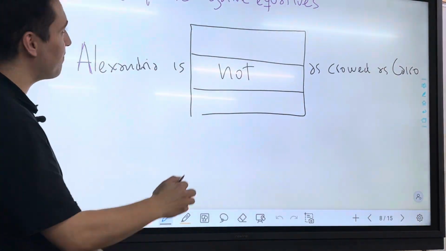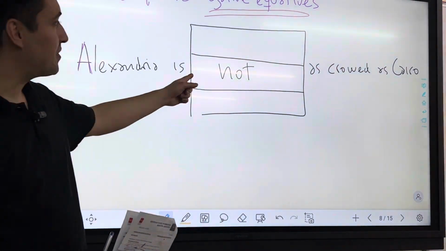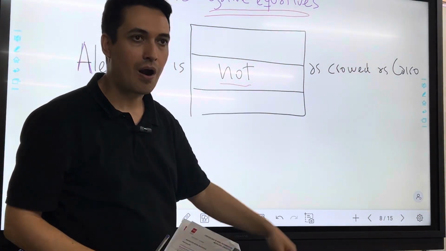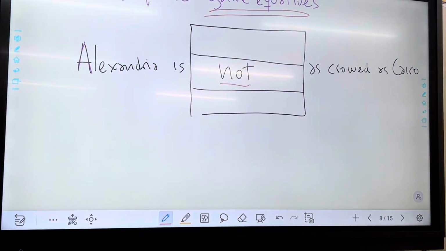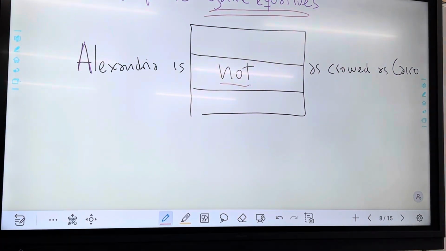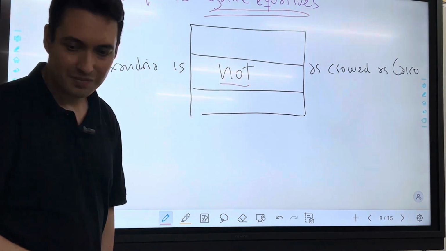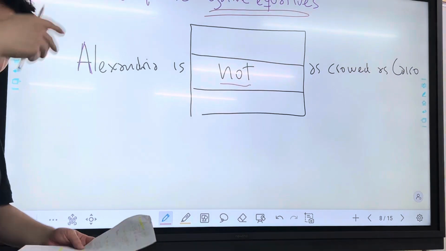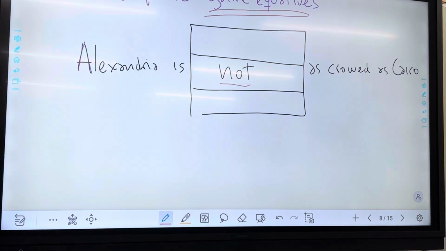Have a look at this. To emphasize negative equatives: Alexandria is not as crowded as Cairo. Can you emphasize that not with another option? That's for the next one. Okay, an emphasis similar to not.